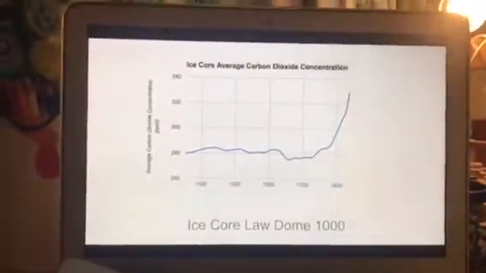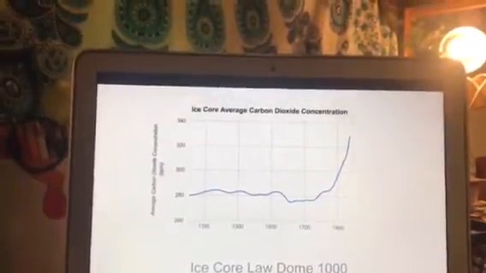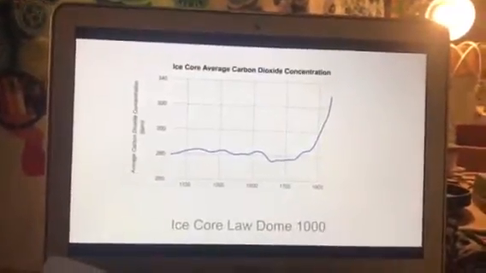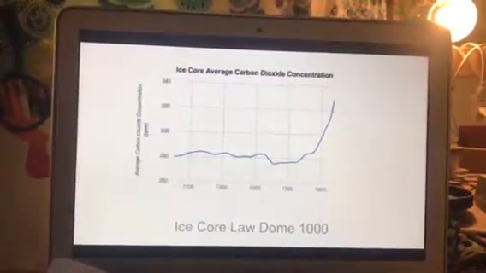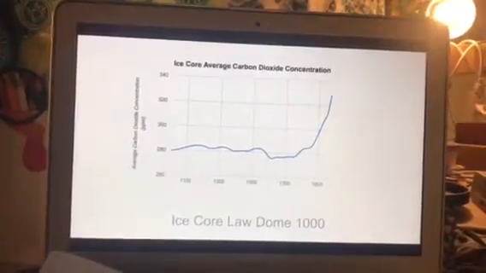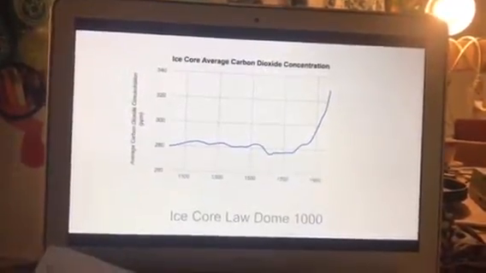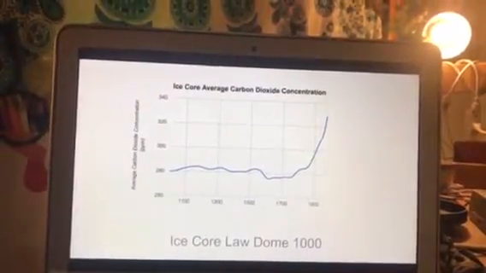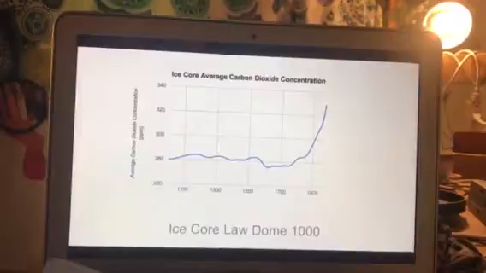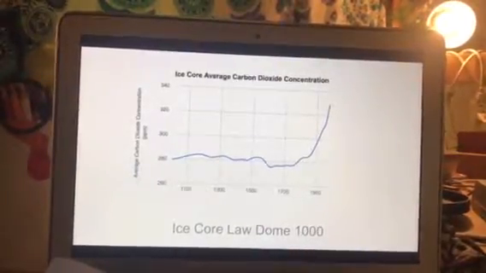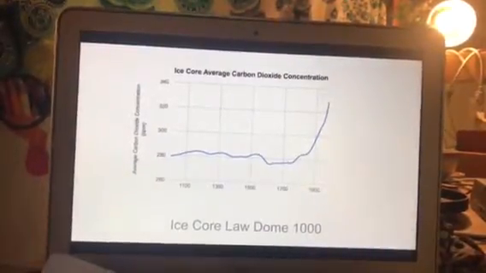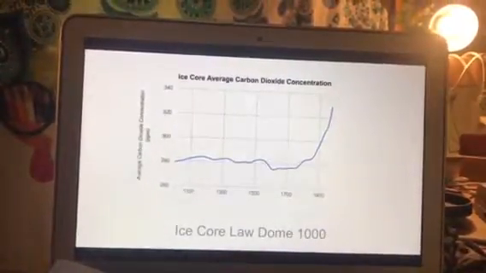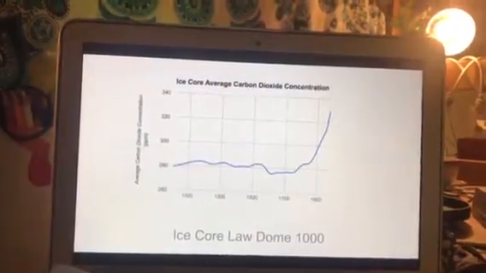So this third graph is called the ice core average carbon dioxide concentration. An ice core is a sample that is typically removed from an ice sheet in Antarctica, Greenland, or a high mountain, according to Wikipedia. The time range is from 1010 to 1975 AD. 965 years is the time in between that. On the y-axis, again, is average carbon dioxide concentration in ppm.